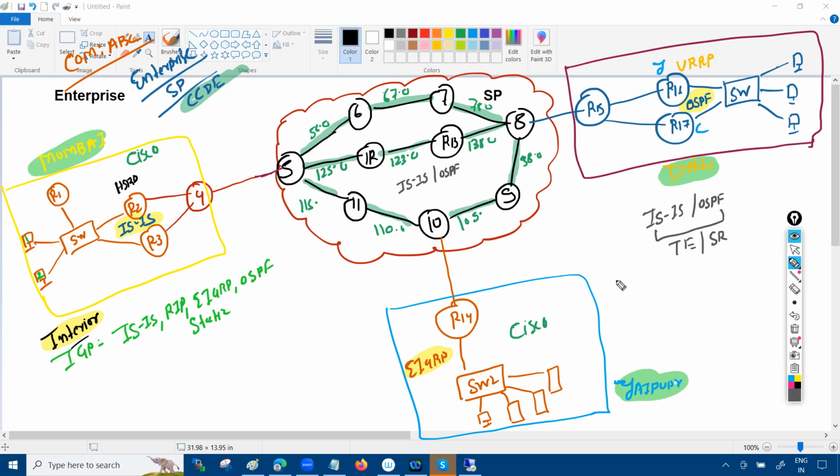There are many advantages of these two protocols. We'll see that when we discuss these two protocols separately. But right now, from the design perspective, we are planning to implement TE in this network. So that's why we can go with any of the link state routing protocols.